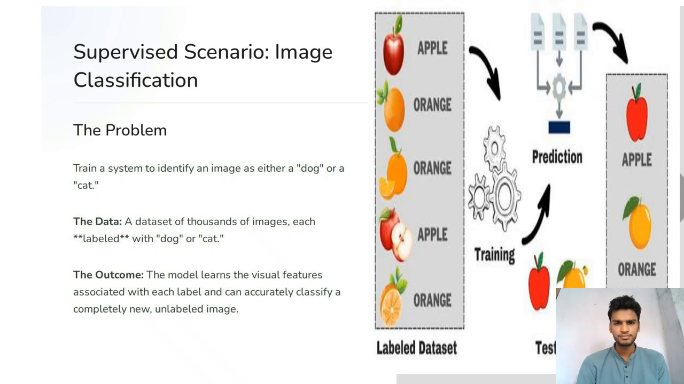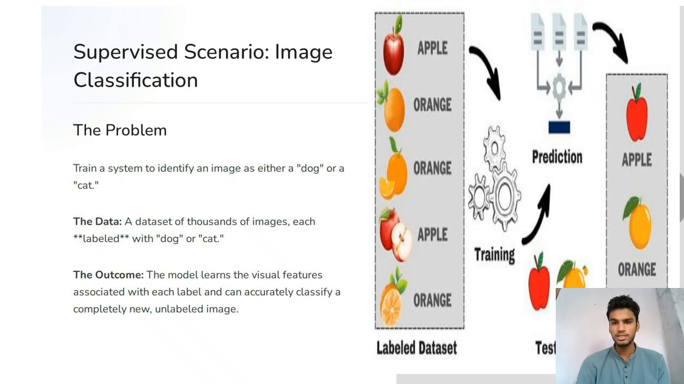Supervised scenario: image classification. The problem is to train a system to identify an image as either a dog or a cat. The data is a set of thousands of images, each labeled with dog or cat. The outcome: the model learns the visual features associated with each label and can accurately classify a completely new unlabeled image.